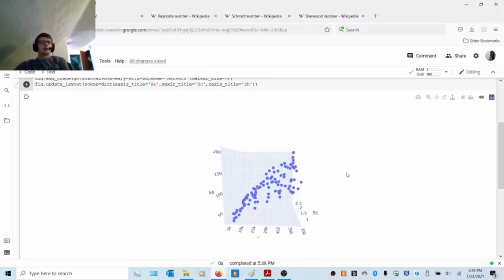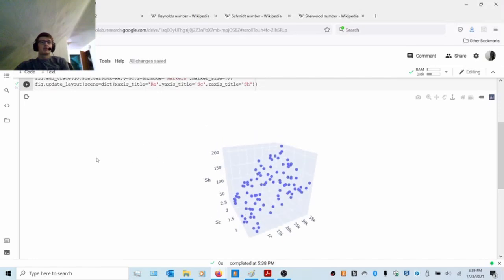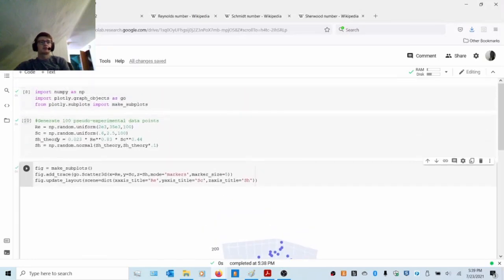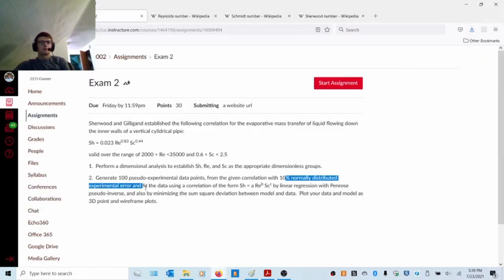We want a trend line, right? If you remember, we had a grid going through here. But before we do that, we need to generate a trend line, because let's go back to the problem. And before we go back to the problem, I'll start a new code. And let's just go back to the problem.